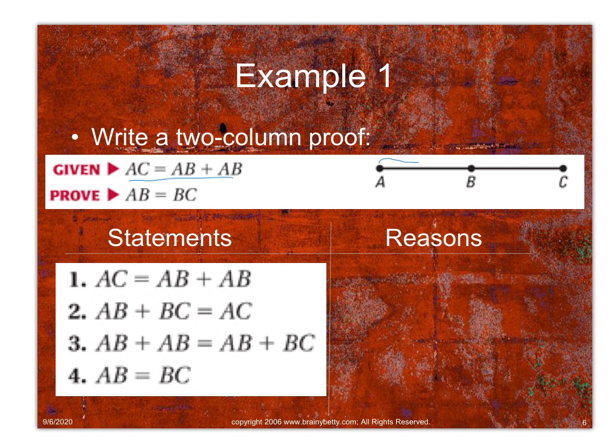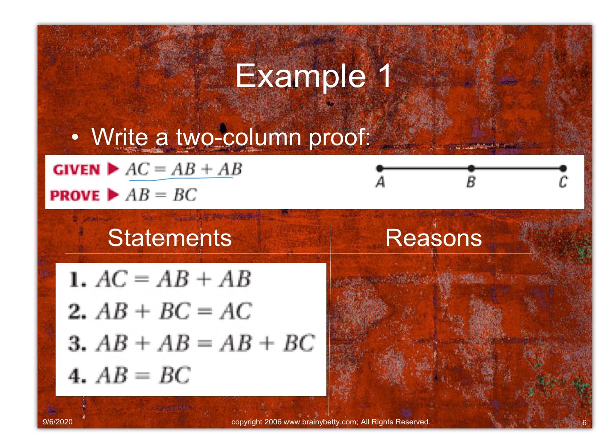They're telling you that AC, the entire segment AC, is equal to AB, which is just this piece, plus AB. So if you double AB, you get the entire segment. And they want you to prove that AB equals BC. Okay, so we have to figure out how we can prove that. So let's look at the proof that's given.